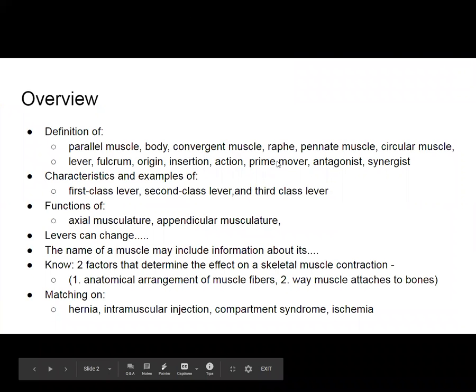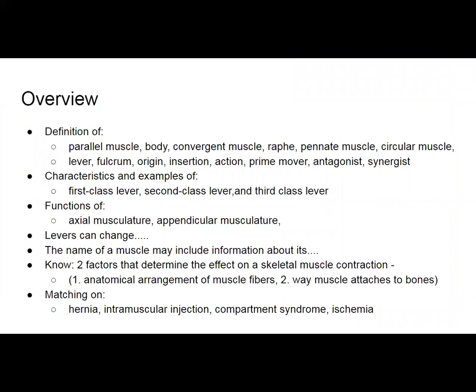All right, so things that we're going to be covering. I'm going to cover some definitions, like parallel muscle, body, convergent muscle, raphe, pinnate muscle, circular muscle. We're also going to talk about levers and fulcrums, origins and insertions, actions. We'll talk about what a prime mover is, as well as an agonist or antagonist, and synergist.